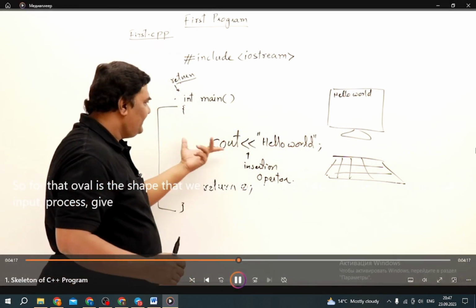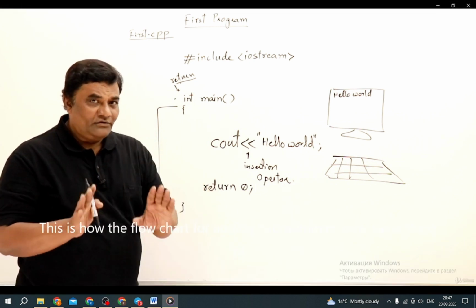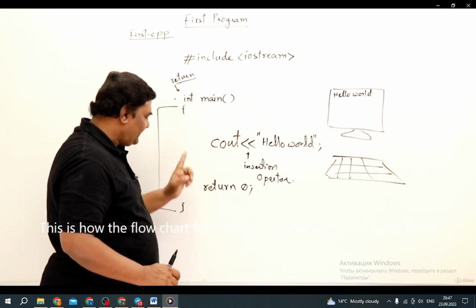Now, next thing, where did this cout come from? We know that for every C++ program, we should write int main, curly bracket, close, and return.